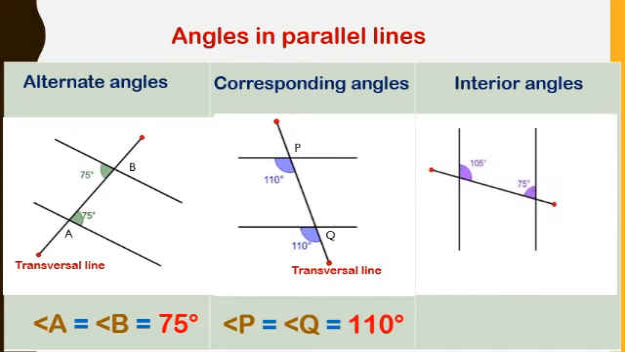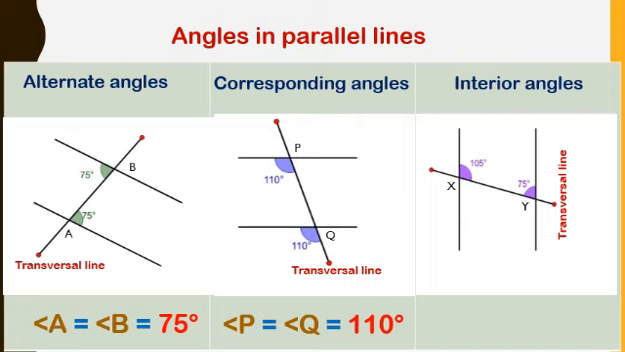Next is interior angles. When two lines are cut by a transversal, the pairs of angles on adjacent corners are called interior angles. When the two lines are parallel, interior angles are supplementary. Here, the sum of the two angles is 180 degrees.